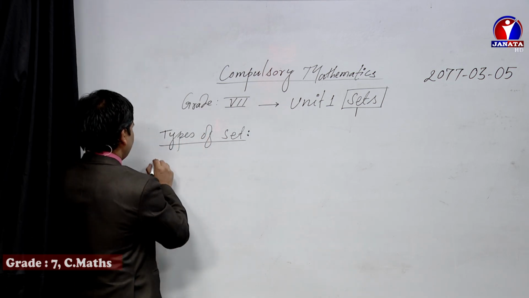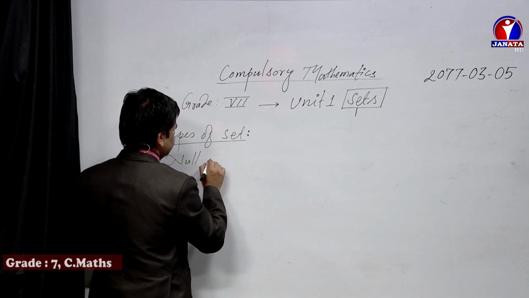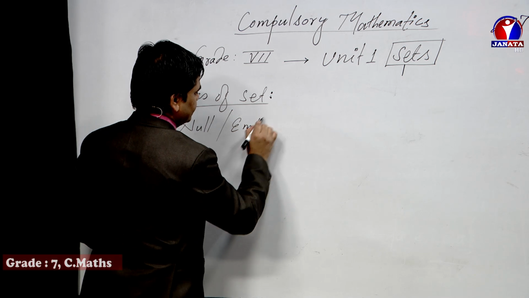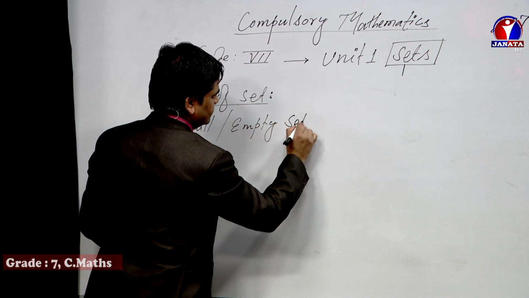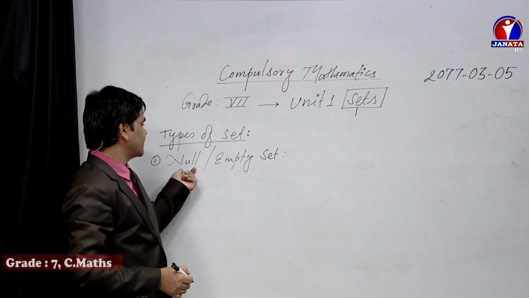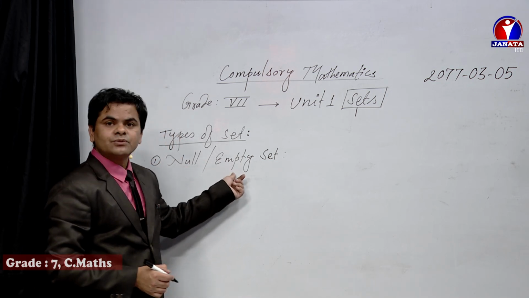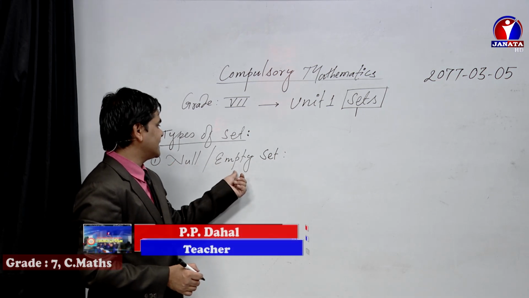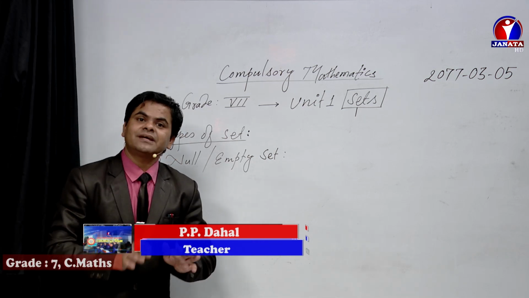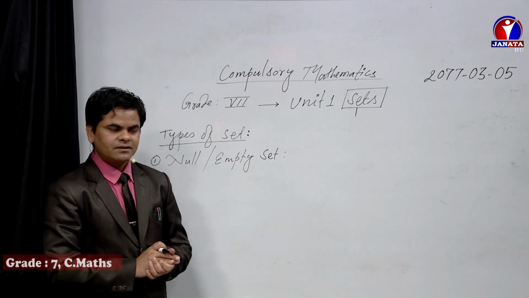So, among them the first one to be known by you is the null set, also known as the empty set. Null means 0. Empty also means the same. So, they are synonyms of each other. If we have to define the null set or empty set, it is the set having no elements. If there are no elements in a set, that set is known as a null set.